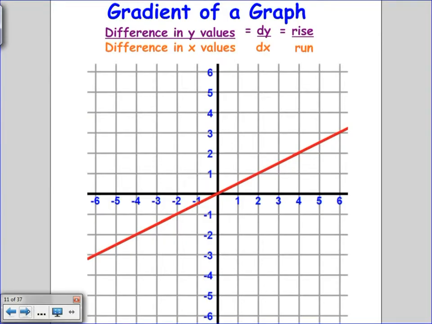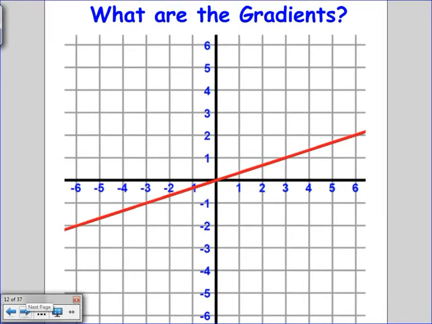Let's have a look at a shallower one, something that's less than 1. Here, let's pick this point here and say that point there, because they cut the coordinates quite neatly. I've got a rise of 1 and I've got a run of 2. So the gradient of that line is a half. Does that make sense? Yeah? Excellent. So have a go at that.